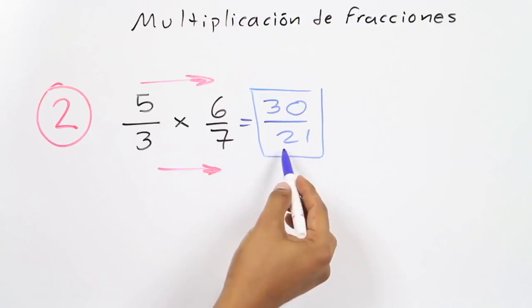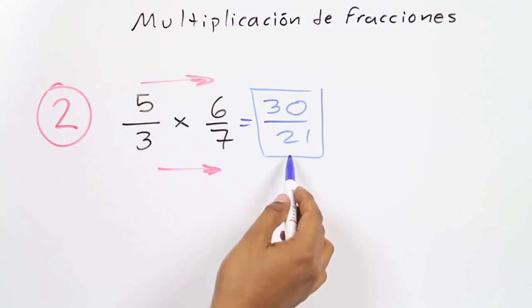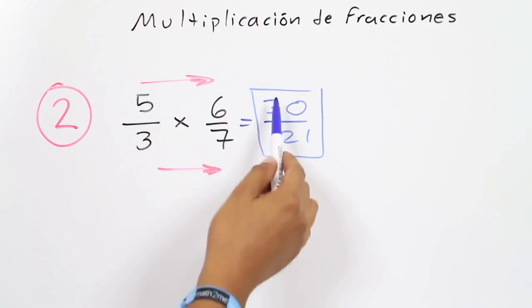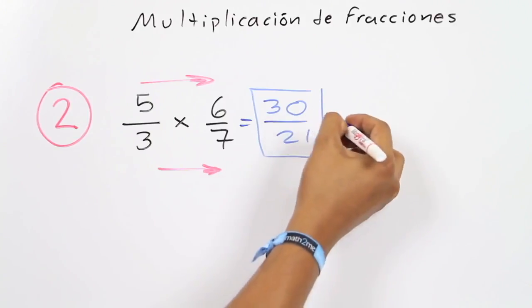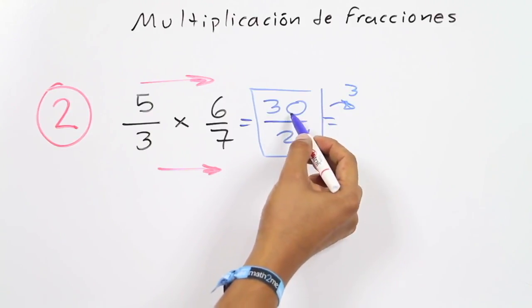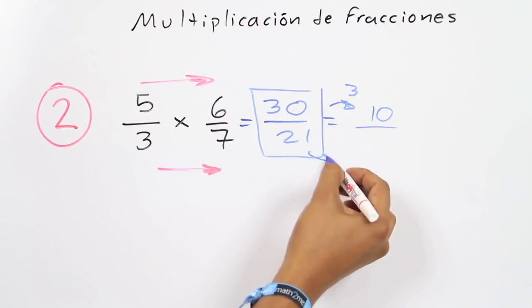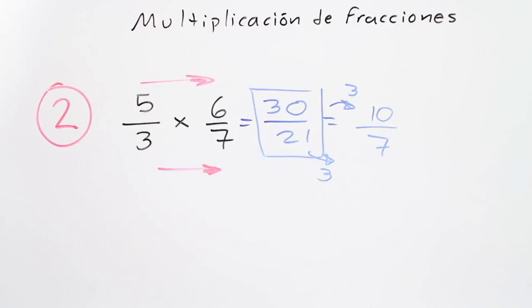This is the answer of the multiplication, but it is always recommended to find common factors in the fraction to simplify them if it is possible. The highest number that can divide 30 and 21 exactly is the number 3. In the top, we have 30 divided by 3 is 10. In the bottom, we have 21 divided by 3 is 7. Both fractions are the same, but with smaller numbers.